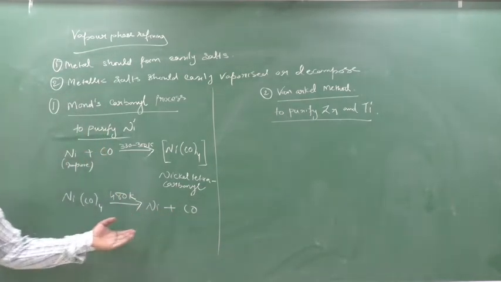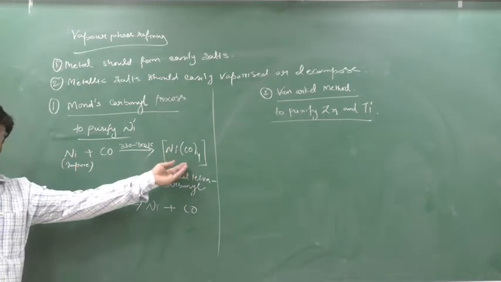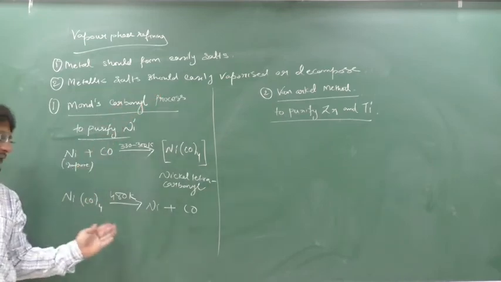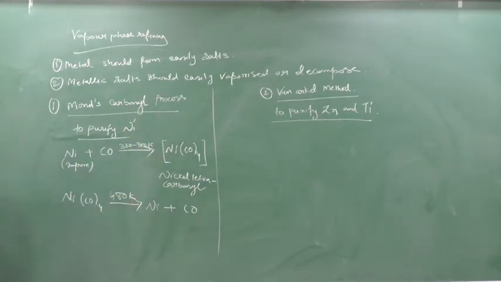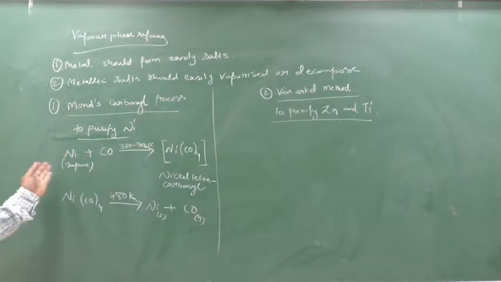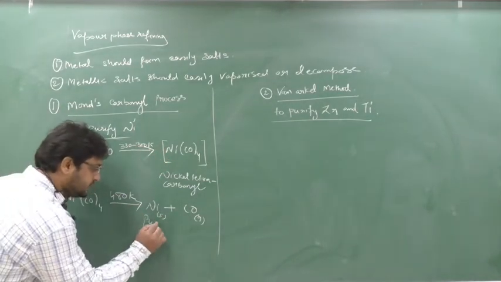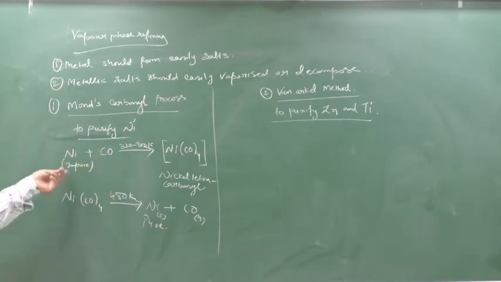Sir, what is this stupid method? First I am converting it into a complex, then again I am decomposing it, vaporizing it. So I am obtaining again the gas and this solid. So what is the difference? Sir, you combined this and made this again, so it became pure. That's it. So you know here what will happen?